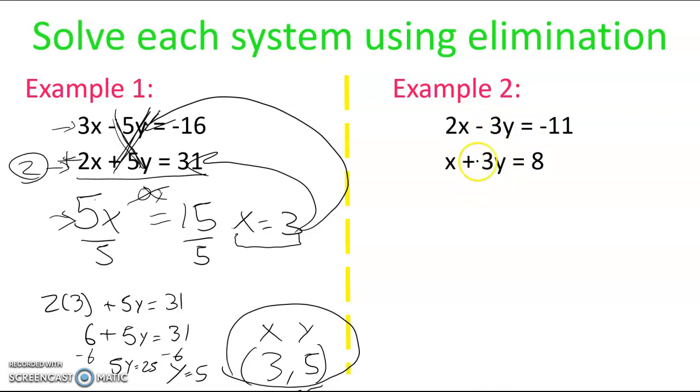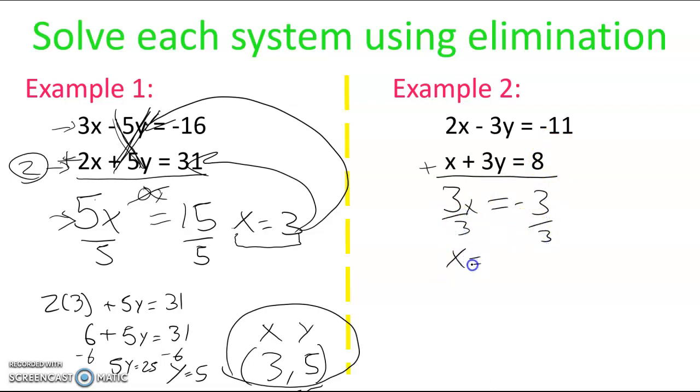I'm going to cancel my y's out by adding my equations. So I'm just going to add my x's, 2x plus x, that gets me 3x. Negative 3y plus 3y, those cancel out, so those just go away. And then negative 11 plus 8, that's going to give me a negative 3. And then I'm going to solve for x, obviously.